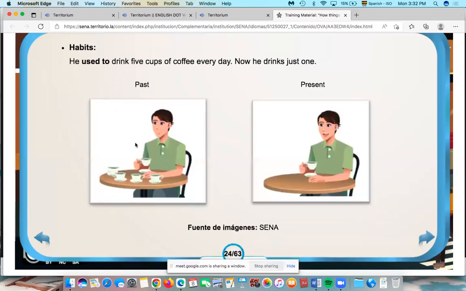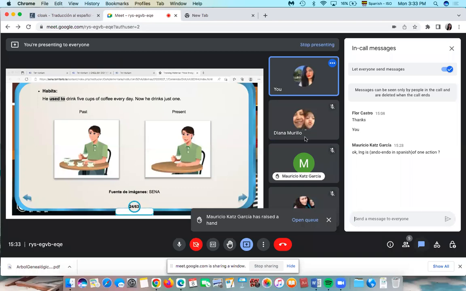If we look at the past, you can see that this person probably drank or used to drink 5 cups of coffee every day. Now he drinks just 1. It's when you change a habit. Esto es un poco diferente a lo que estábamos viendo, ¿no? El used to es cuando quiero hablar de un hábito que cambió. ¿Ok? ¿Ya, Elkin?